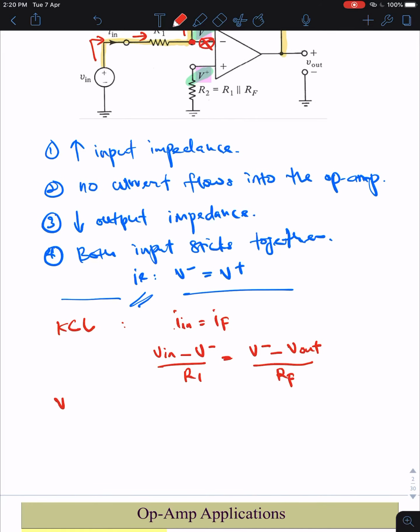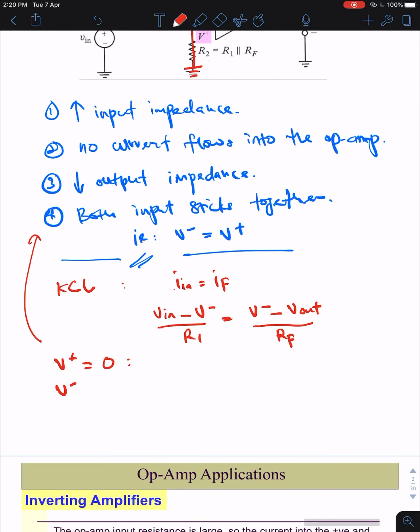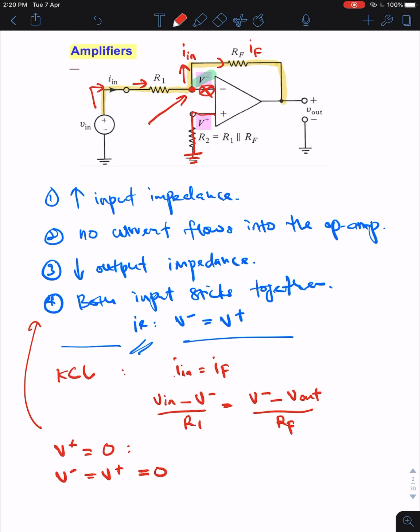Now we can see here that V plus is connected to ground, so the potential at V plus is equal to 0. Using the fourth parameter, both inputs stick together, we have V minus equals V plus equals 0. At this point, V minus, we call it a virtual ground.